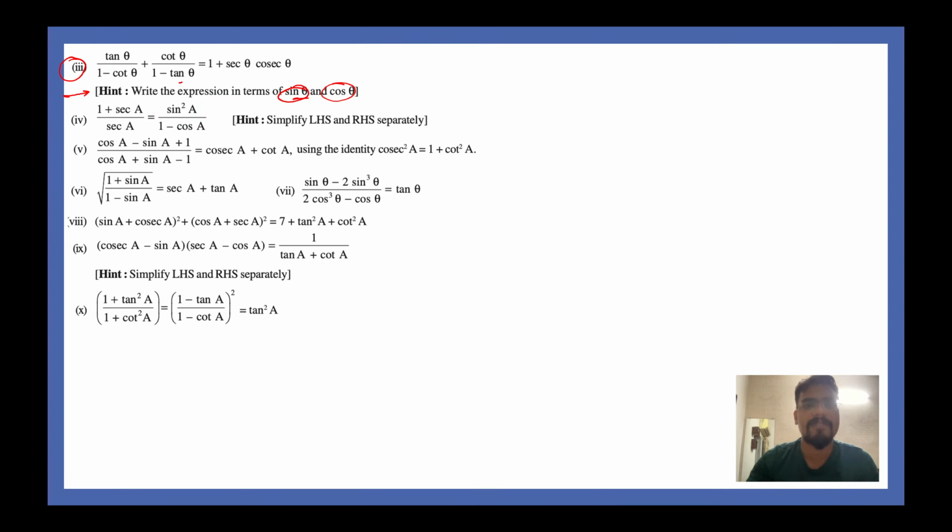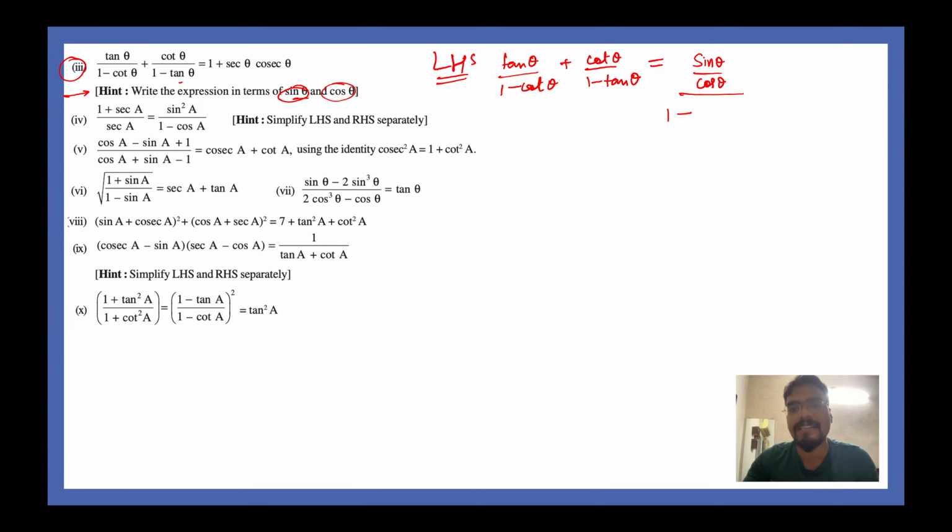Alright, let's look at this exercise. On the left hand side, let me write down the LHS. It is tan theta upon 1 minus cot theta plus cot theta divided by 1 minus tan theta. Next step is converting these tan theta and cot theta values into sine and cos. Now tan theta is nothing but sine theta divided by cos theta, divided by 1 minus cot theta, which is written as cos theta divided by sine theta, plus cot theta, again written as cos theta divided by sine theta. In the denominator we have 1 minus sine theta divided by cos theta.